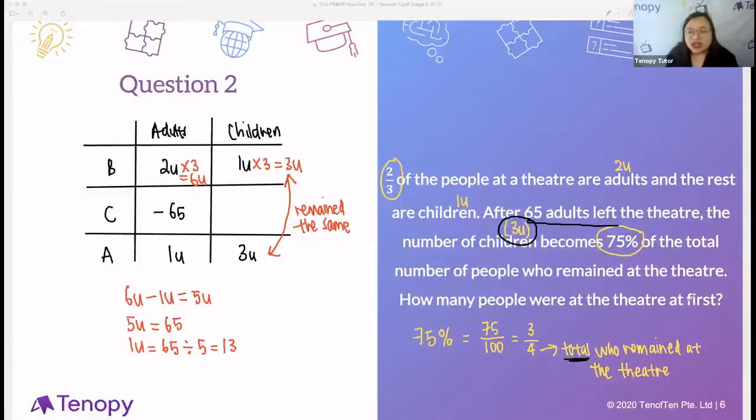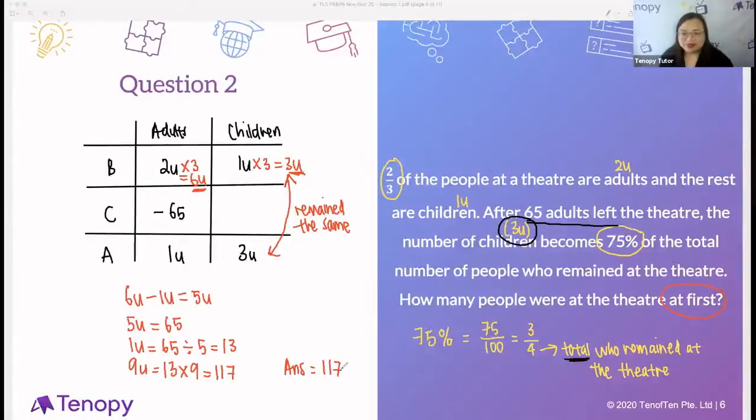Excellent. Now, the question asks for the number of people at the theater at first. How many units are representing at first? Very good, Bethany. Faliha, your answer is excellent. Now, at first is referring to before. So 6 units plus 3 units is 9. So 9 units is equivalent to 13 multiplied by 9 to get 117. So the answer will be 117.